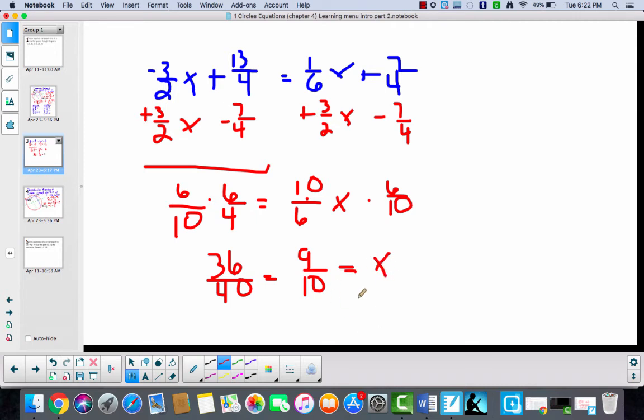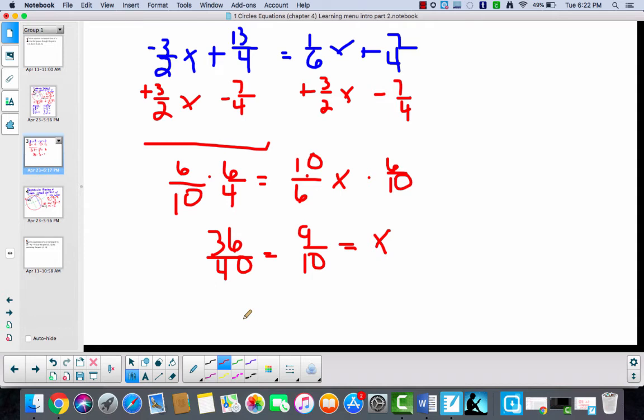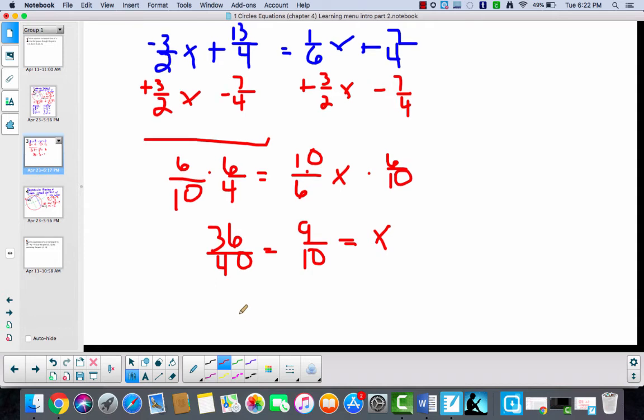Now remember, once we find x, we have to go back in and plug it into one of those two equations and find y. It doesn't matter which one you choose. I'm going to choose the -3/2 x, and I'm going to put 9/10 in for that. So I have -3/2 times that 9/10, and then add to that 13/4, and that's going to equal my y.